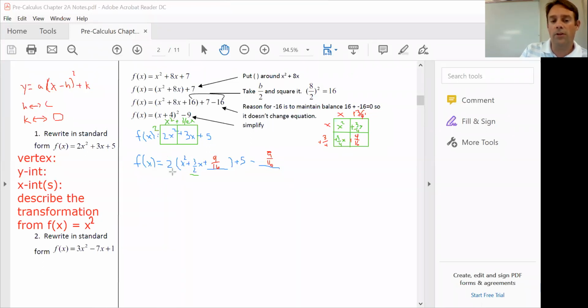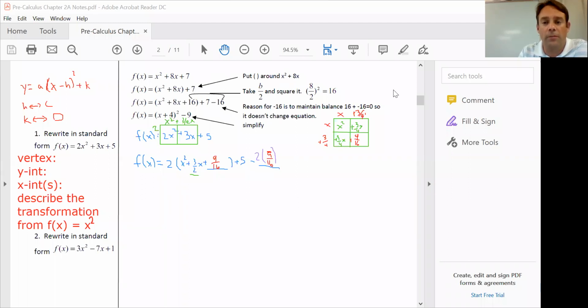Remember, we had that 2 out in front. Well, that means this 2, if I were to really think about what this 2 is, that's technically 2 times 9/16. So this is more than just 9/16. It's technically 2 times 9/16. So don't forget to bring that 2 with it. That's one of the biggest things that people will tend to forget.